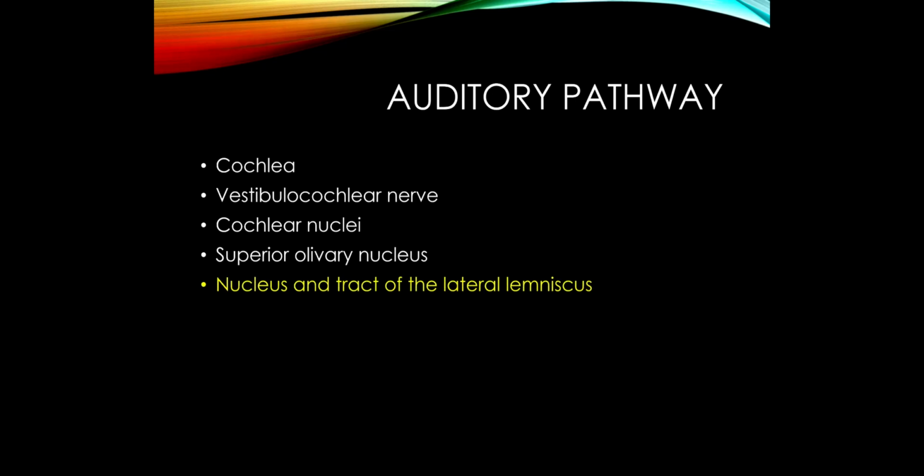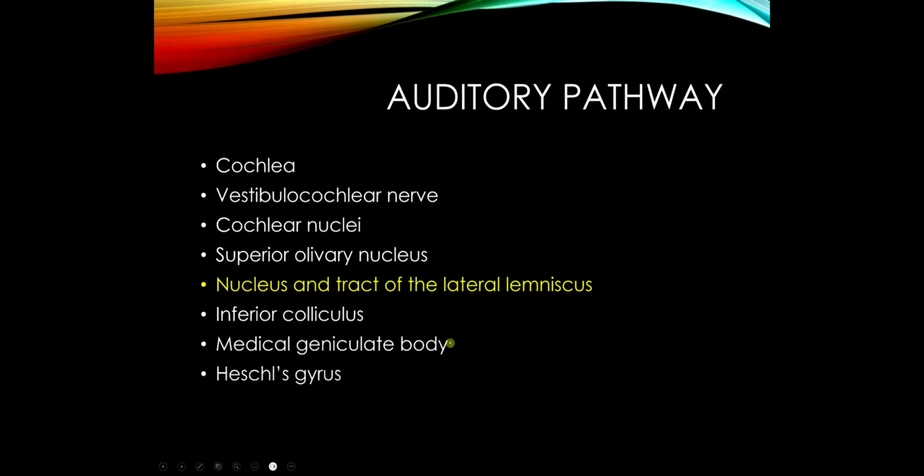Now we're going to follow auditory information as it travels up through a pathway called the lateral lemniscus. Don't get that confused with the medial lemniscus. The medial lemniscus is for vibration and proprioception. The lateral lemniscus is important for ascending auditory information. This goes to the inferior colliculus, and then from there to the medial geniculate for sound, and then finally up to Heschl's gyrus in the brain.